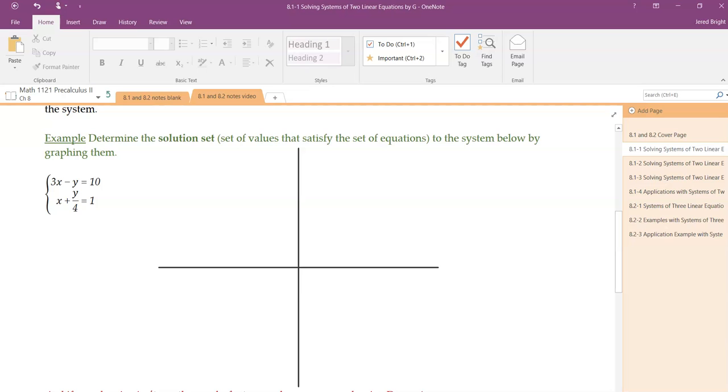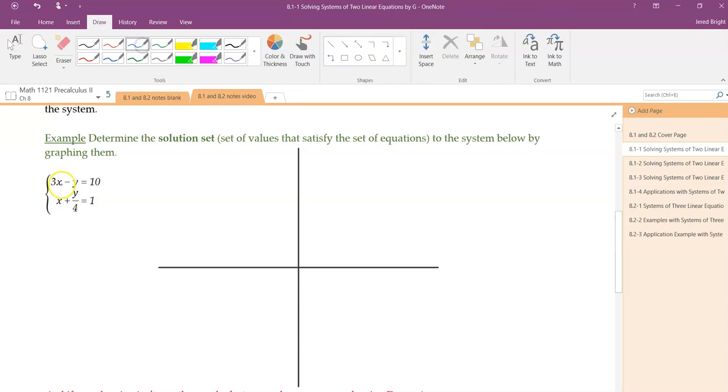For each of these, when we graph them, you might want to change them into a different form. For example, for this first one, you may want to move the y to the right side and move the 10 to the other. So this is y equals 3x minus 10. Similarly, if you manipulate the second one and isolate y, because that's what we're used to and that's perfectly okay, you would get y equals minus 4x plus 4.